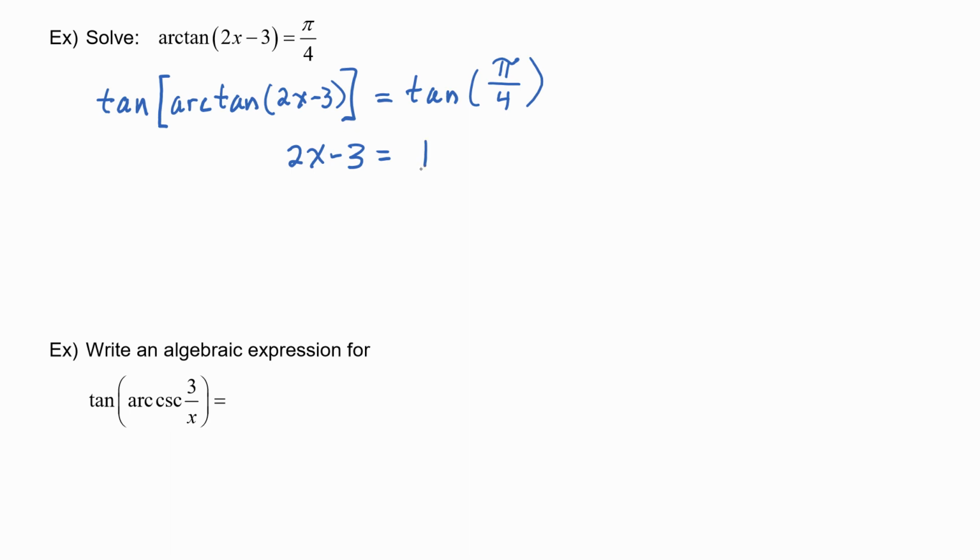And now it's a simple algebra problem. Add 3 to both sides. We have 2x equals 4. Divide by 2. We get x is equal to 2.